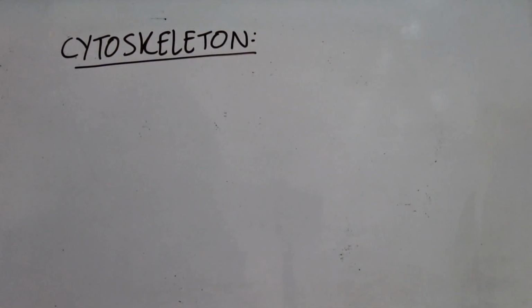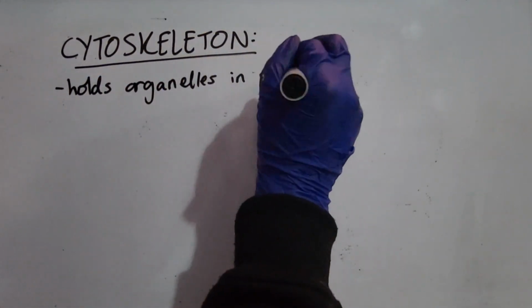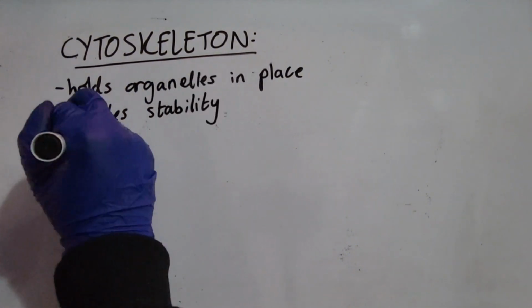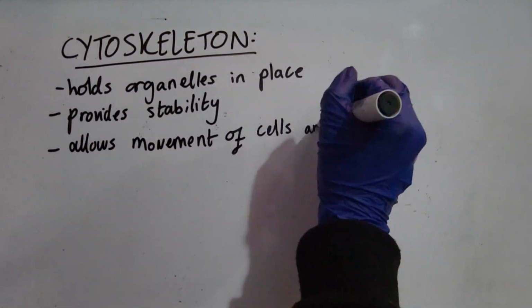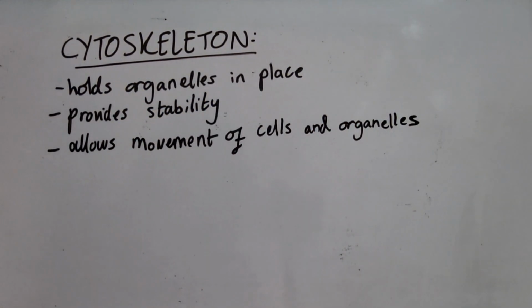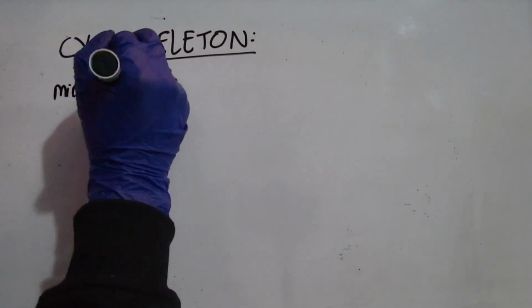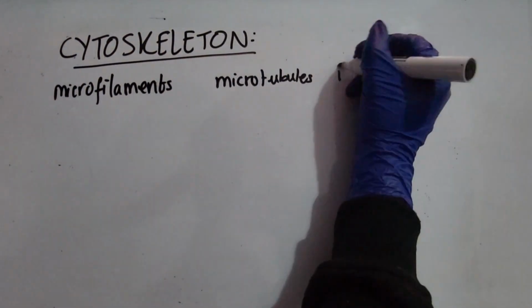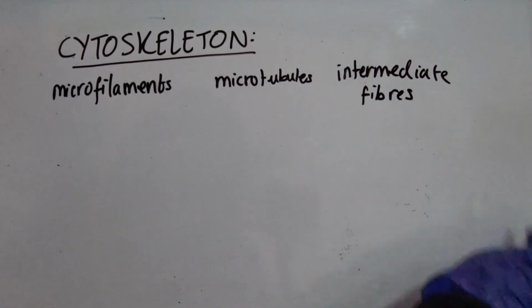The cytoskeleton is a really important feature of all eukaryotic cells. It exists all throughout the cytoplasm, and it holds organelles in place and provides cell stability. Also, it provides a way for the cell and its organelles to move. The cytoskeleton is composed of the microfilaments, microtubules, and intermediate fibers.